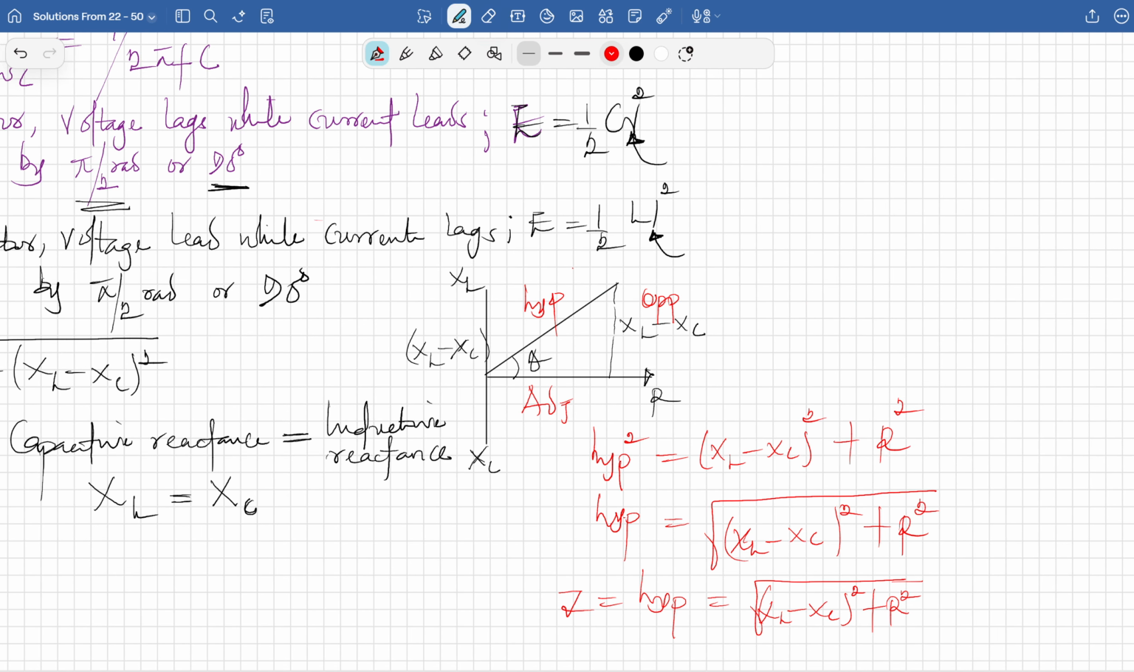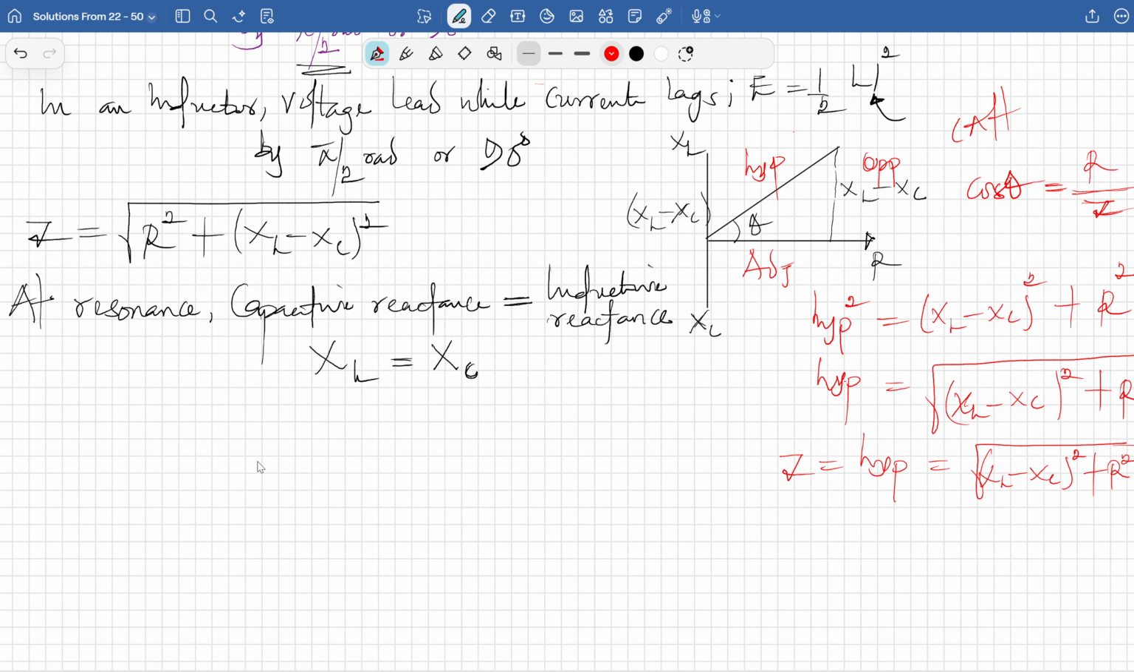So to get this phase angle, you can use any of those, but let's use this cos theta as the case may be here. You're going to have cos theta is equals to adjacent divided by hypotenuse, so that's R over Z.